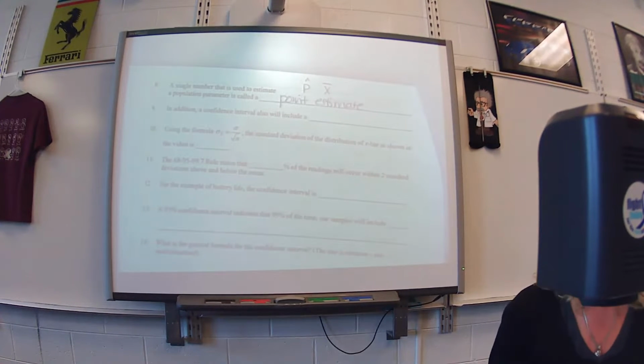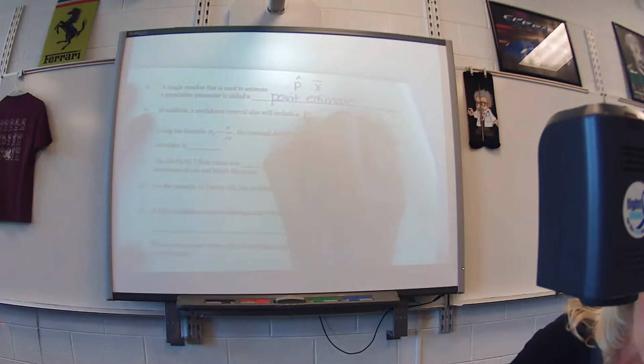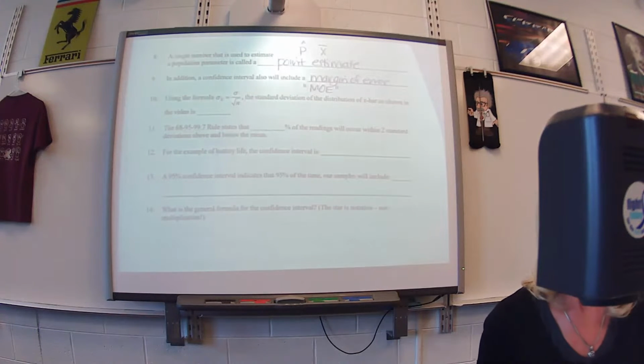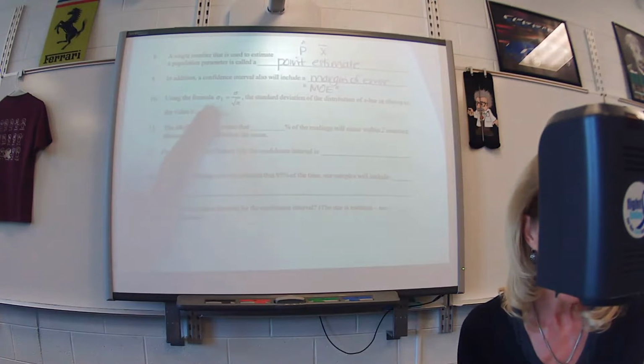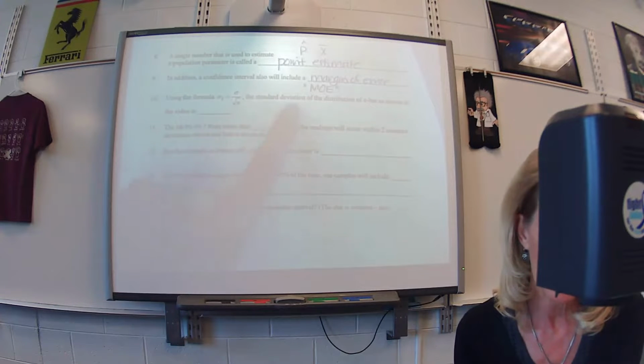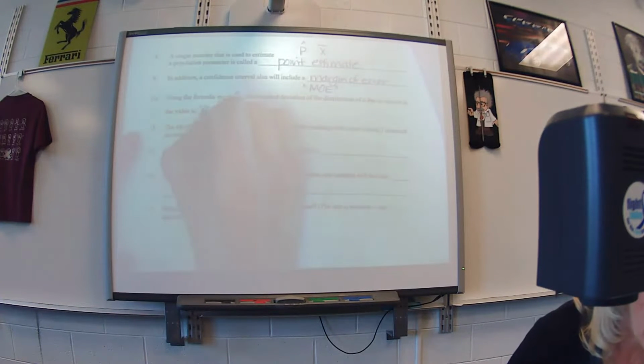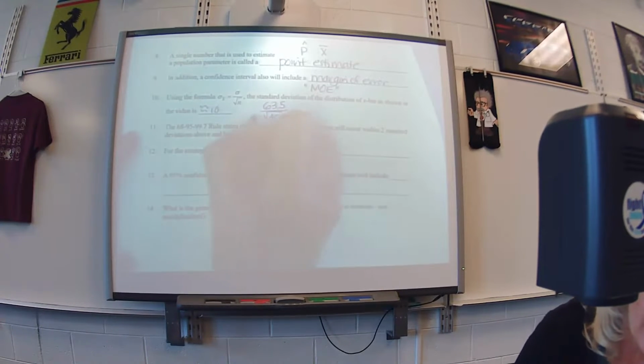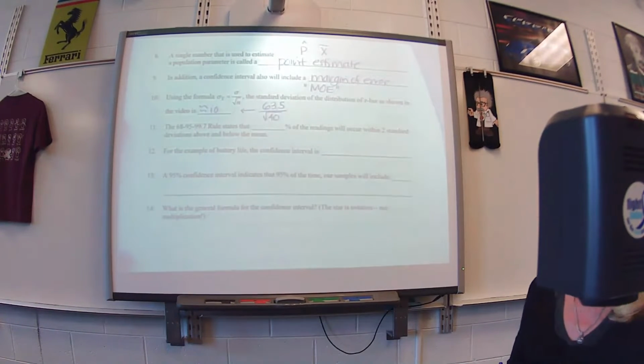In addition, a confidence interval will include a margin of error. I will refer to that as the MOE quite often. Okay, so when you see that little abbreviation, that's a Miss Ferrariism. So using the formula, sigma sub x bar, blah, blah, blah. All right, she said it was about 10. But as a reminder, where that came from, in the video, sigma was 63.5, and they divided by the square root of the n size, which was 40. And that's where that 10 came from.